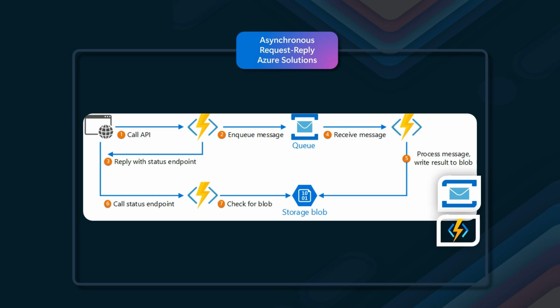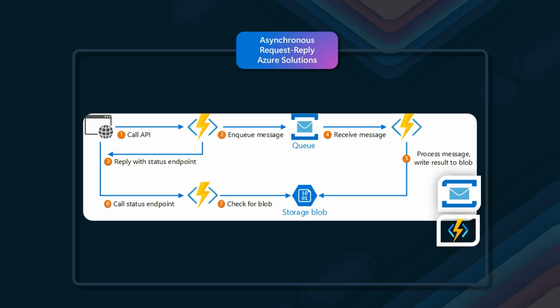Once the message is enqueued, the system promptly replies to the client with a status endpoint. The endpoint allows the client to periodically check the status of the request without being left in the dark. On the processing side, a service continuously monitors the queue and receives a message when it is its turn to be processed. This decoupled mechanism ensures that the processing workflow is evenly distributed and managed effectively.